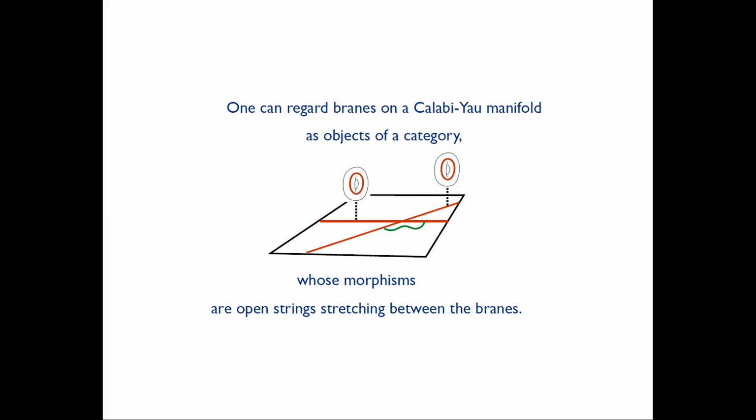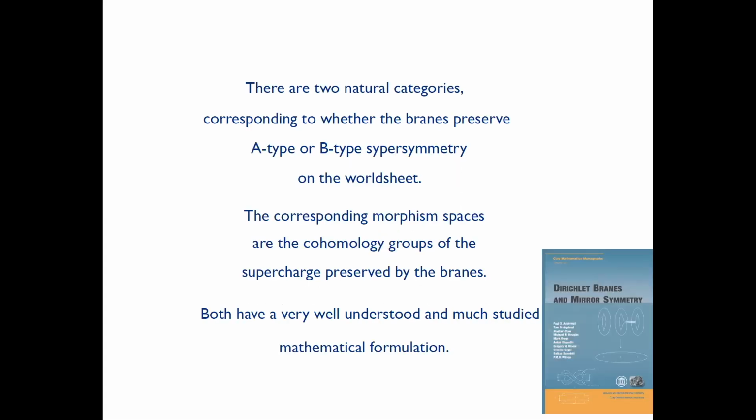You can regard branes on a Calabi-Yau manifold as objects of a category whose morphisms are open strings stretching between branes. There are in fact two natural categories, depending on which kind of supersymmetry the branes preserve, A or B type, on the worldsheet. The corresponding morphism spaces are cohomology groups of the supercharges preserved by the brane. Both have well understood and much studied mathematical formulations.